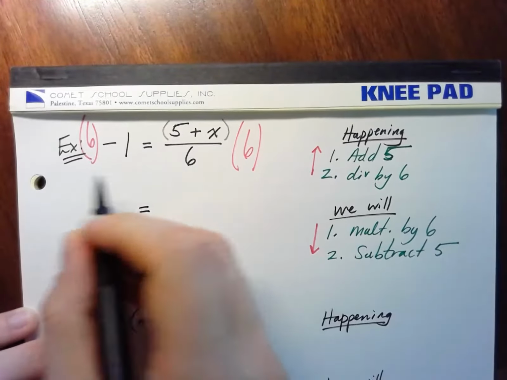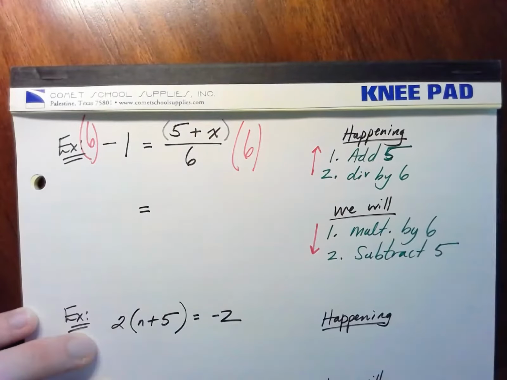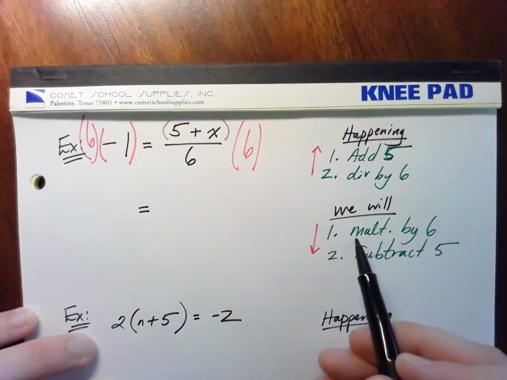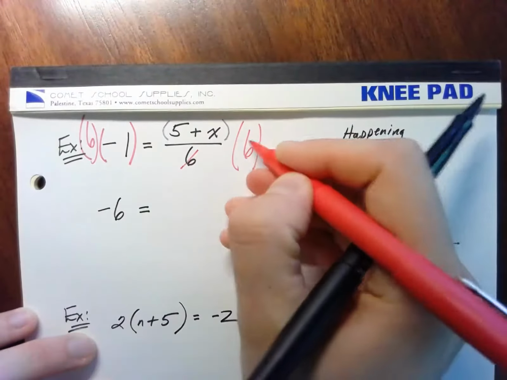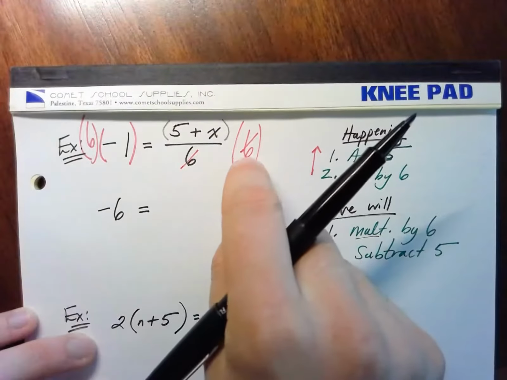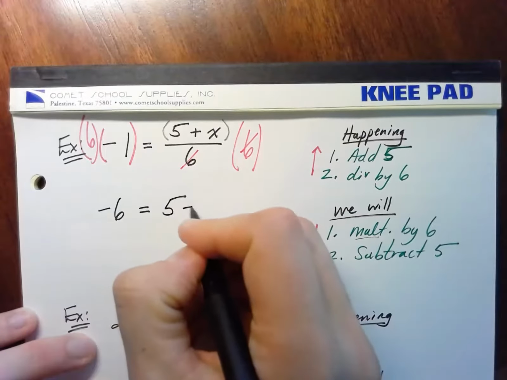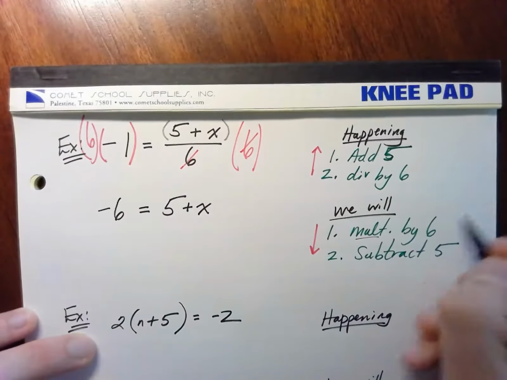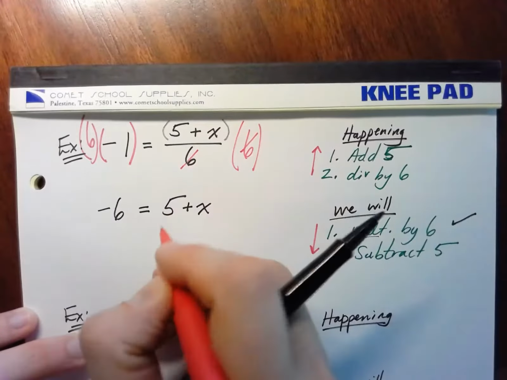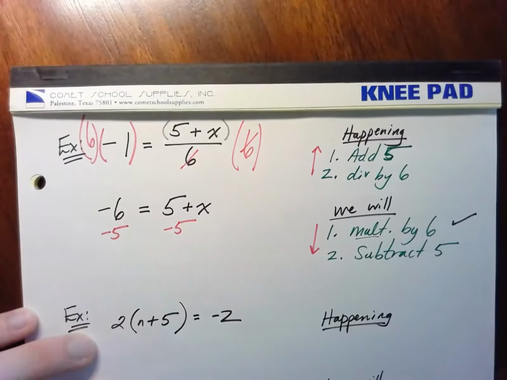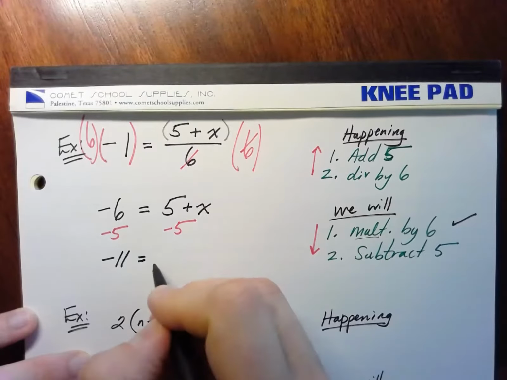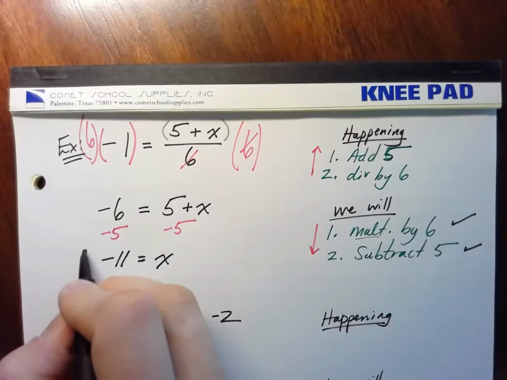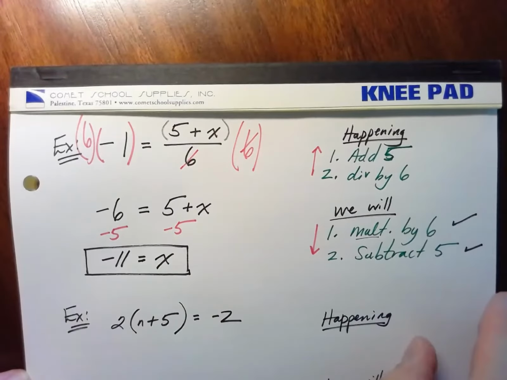On the left side of the equation, 6 times negative 1, and really I should add that like that, so that you know it's 6 times negative 1. Again, we're multiplying by 6. So 6 times negative 1 is negative 6. Over here, the 6 cancels. Multiplying and dividing by 6 cancels, so we have 5 plus x. Now I'm going to subtract 5. Subtract 5. And now here we have negative 11, and 5 minus 5 goes away, and we're just left with x. We've done that step, and there is our solution.